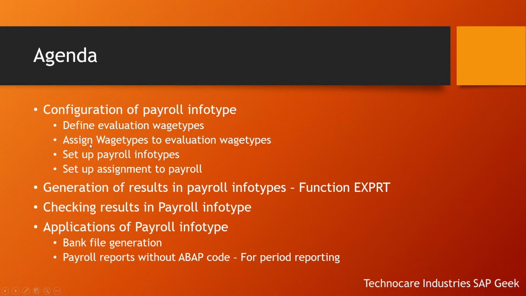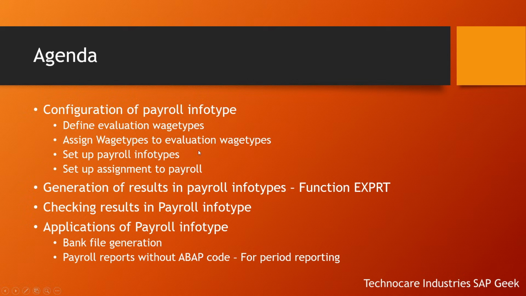Let's say I want to display basic salary less income tax. That also we can do by creating a particular evaluation wage type field in our payroll infotype, and we will assign 2 wage types to it with different signs. If I write plus along with the basic salary and minus along with the income tax wage type, we'll get the difference of the 2 in the evaluation field. So this is the second step.